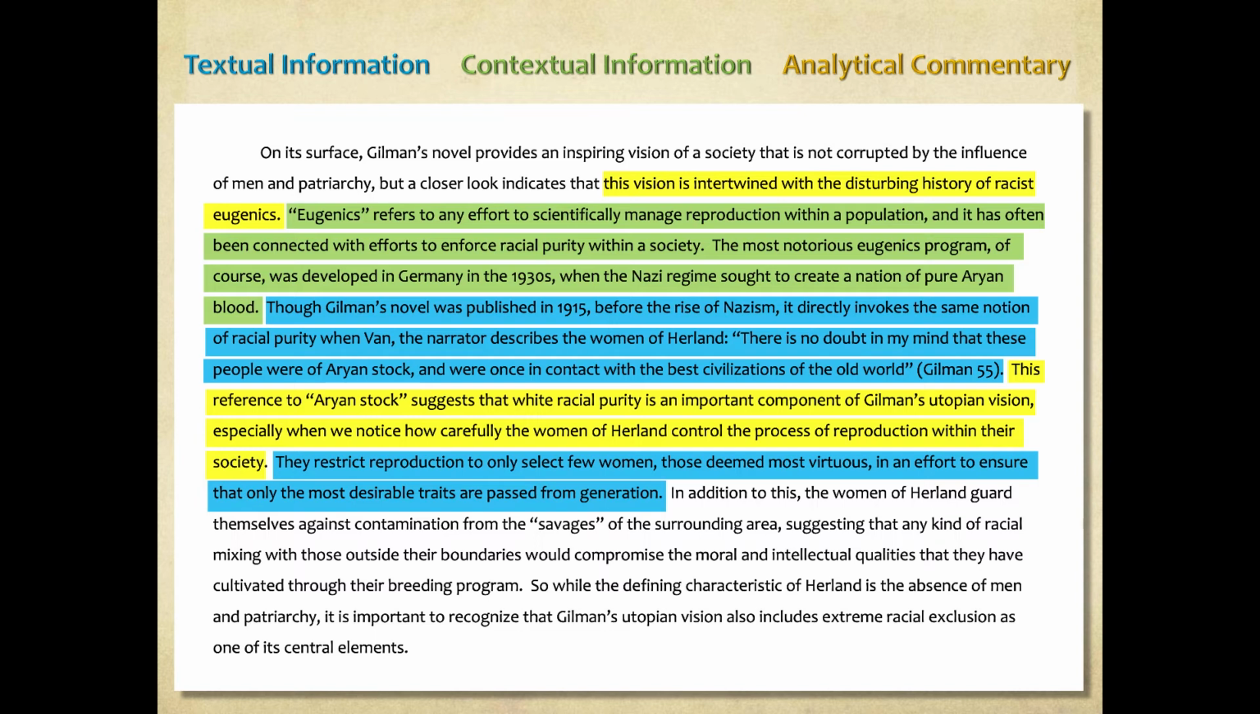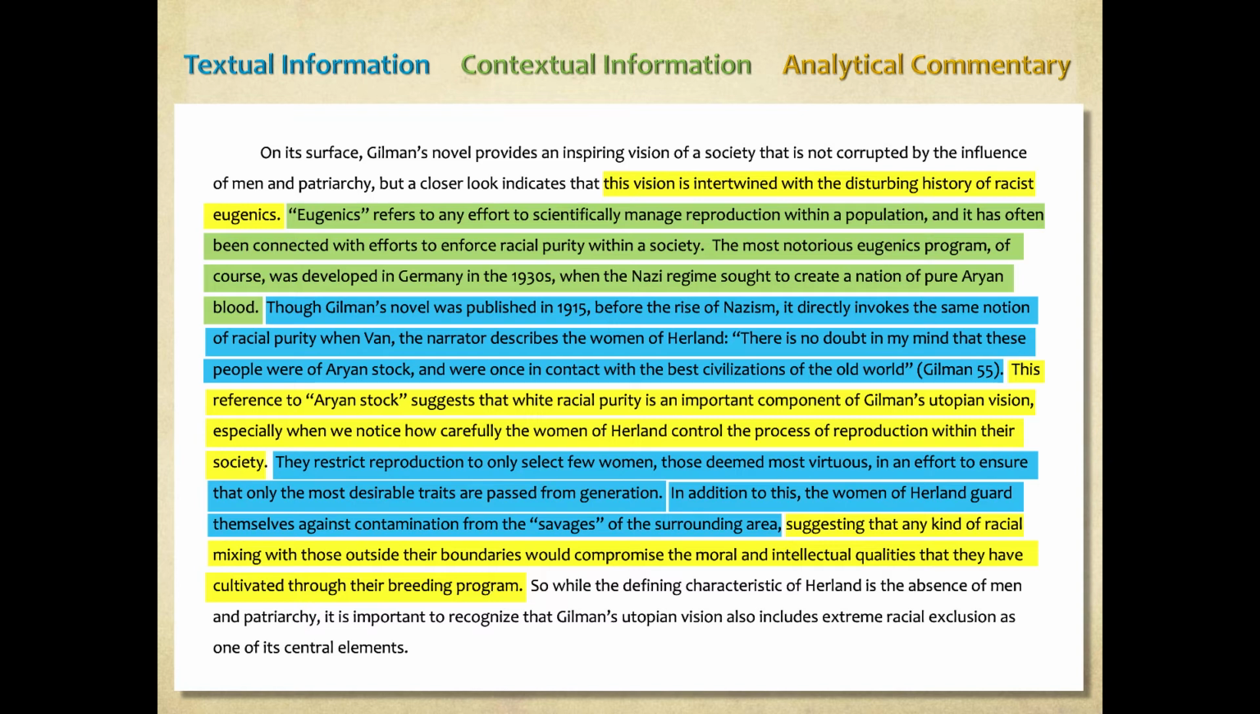Let's keep reading. In addition to this, the women of Herland guard themselves against contamination from the savages of the surrounding area, suggesting that any kind of racial mixing with those outside their boundaries would compromise the moral and intellectual qualities that they have cultivated through their breeding program. Here we get more textual evidence as well as analytical commentary that connects that evidence to the idea that the women of Herland practice racist eugenics.